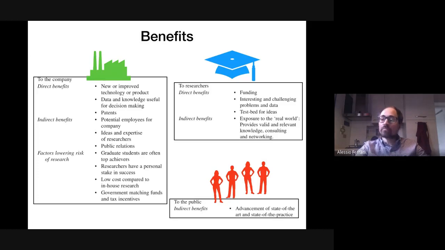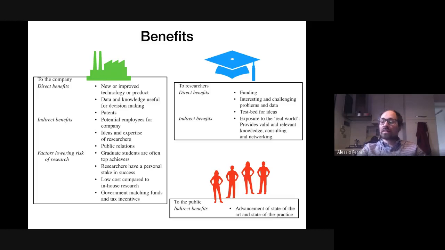But the most important benefit, I think, for researchers is that you get to touch real data, and this usually opens up new avenues for research itself. You start reasoning not just on the problem of the company and solving the problem of the company, but you start seeing a lot of additional problems that may stimulate your research interest.